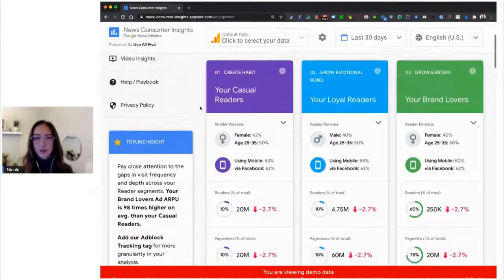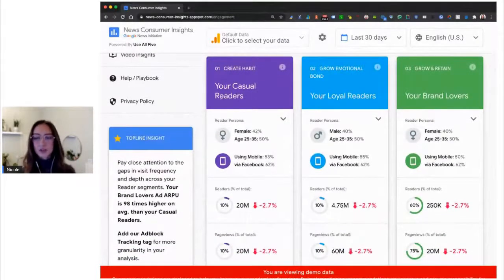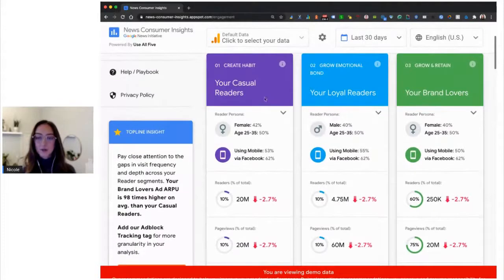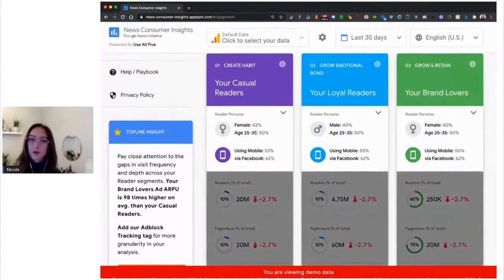As Val had walked through before, we have our casual readers, our loyal readers, and our brand lovers based off of how frequently users are coming to your site. And so what we want to look at first is our reader personas here in that first part of the graph. So when we're looking at our reader personas, we want to notice maybe if there's any differences or if they're similar throughout the entire funnel.